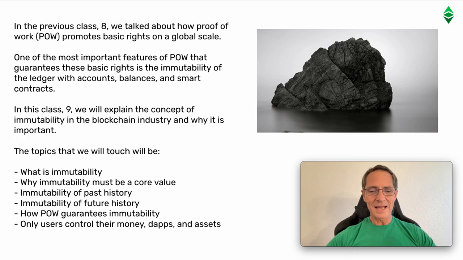In this Class 9, we will explain the concept of immutability in the blockchain industry and why it is important. The topics that we will touch will be: what is immutability, why immutability must be a core value, immutability of past history, immutability of future history, how Proof of Work guarantees immutability, and that only users control their money, dapps, and assets.